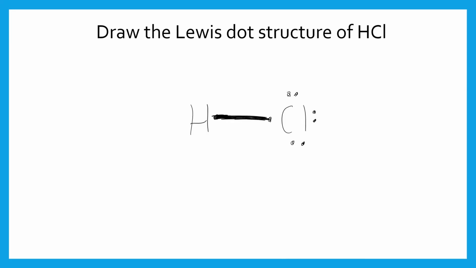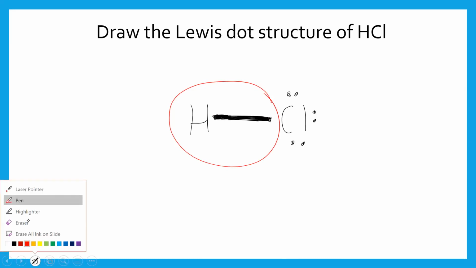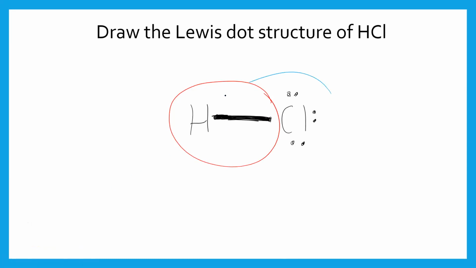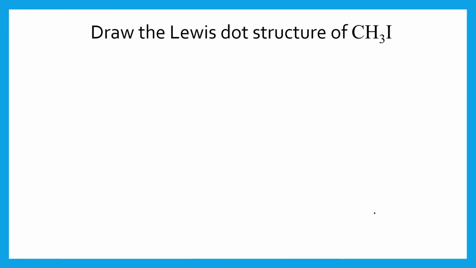Remember, I don't want to see the dots, so erase them and draw a line, or just draw a thick line. Check your octet. H has 1, 2. That's happy for H because it's small. Chlorine has 1, 2, 3, 4, 5, 6, 7, 8. So we are good to go. Let's try an even more complex one.